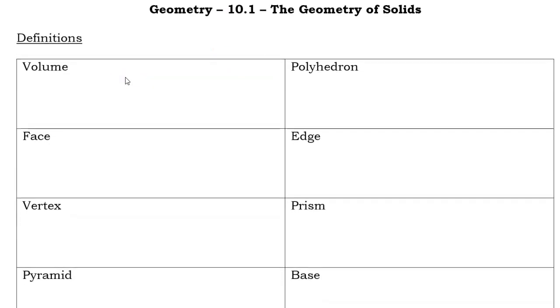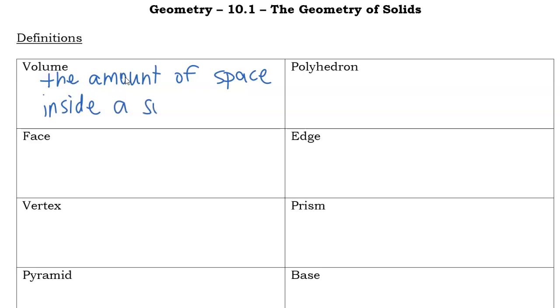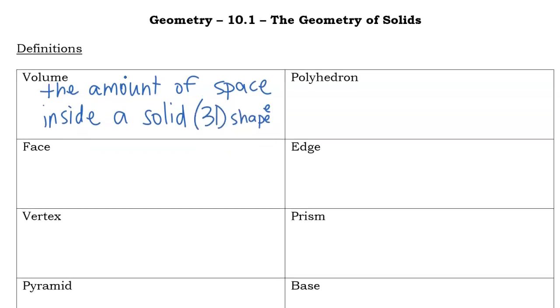Okay, so volume is the amount of space inside a solid. And when I say a solid, what I'm really talking about is 3D shapes. Okay, so we're not talking about plane shapes anymore. We're not staying flat on the surface. We're coming up into the third dimension.